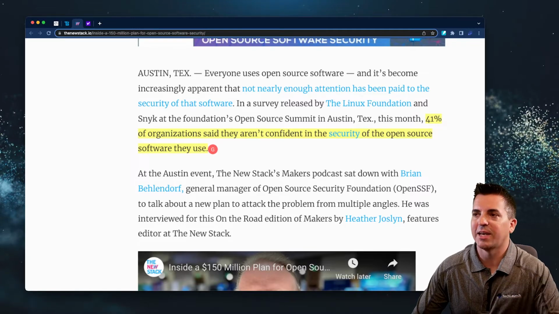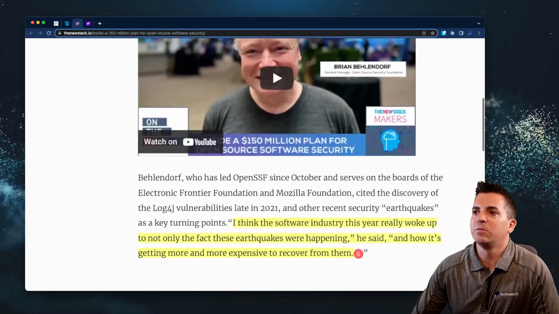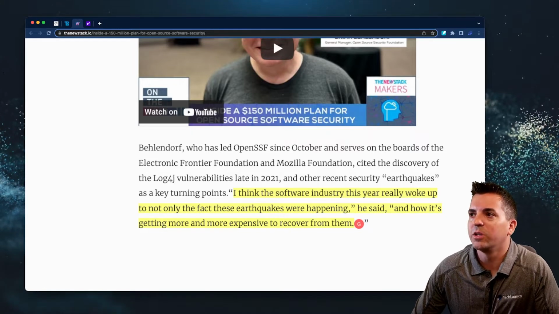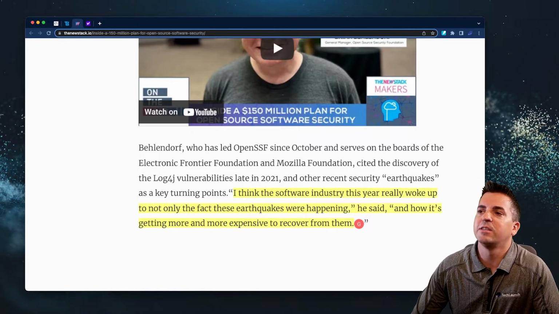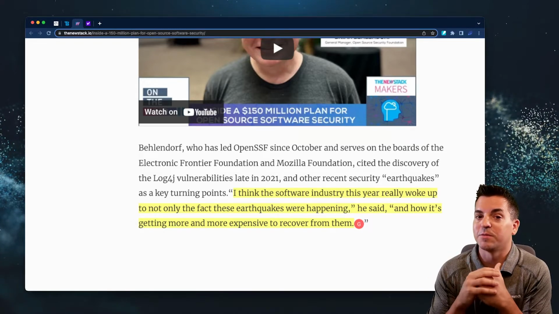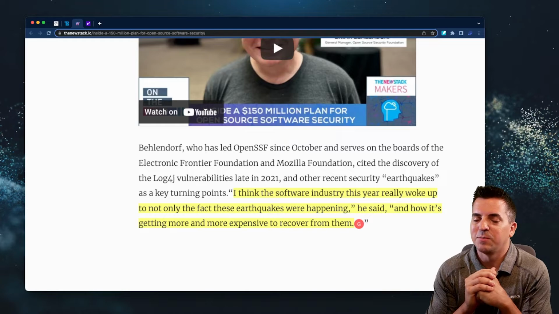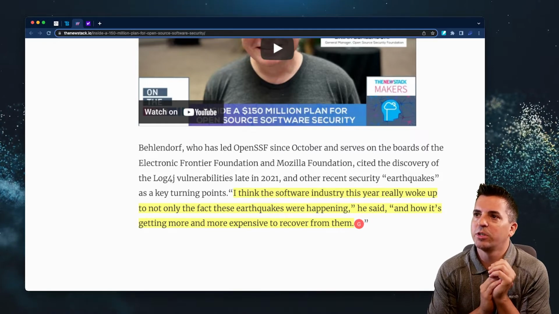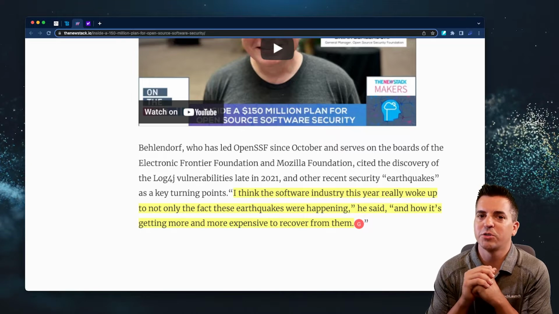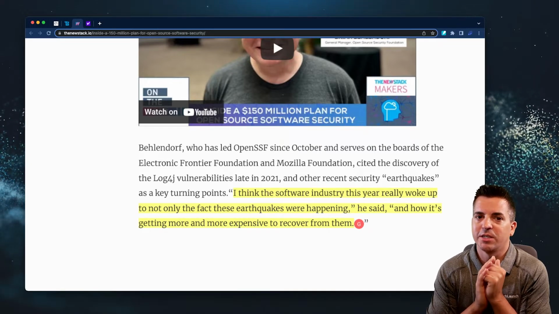And we actually talked about that in a previous YouTube video. And they go on to say that I think the software industry this year really woke up to not only the fact that these earthquakes were happening, but how it's getting more and more expensive to recover from them. And that's absolutely the case. I mean, you're not only dealing with physical issues with security, but you're dealing with credibility. You have major culture changes that have to happen within organizations.